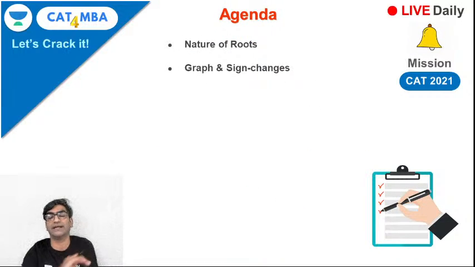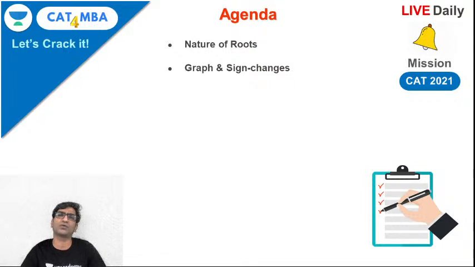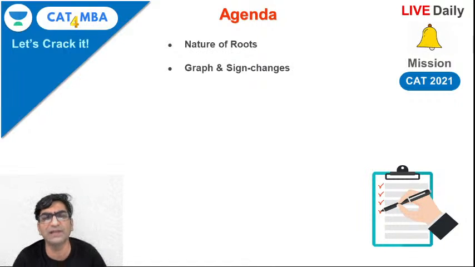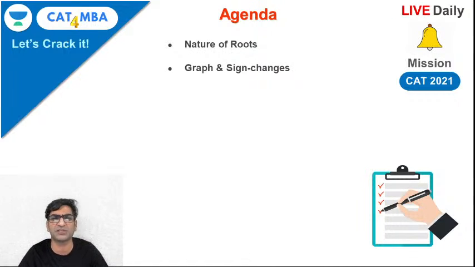Here's what I intend to do in today's session. We'll look at the basic properties of the quadratic function with regard to the nature of its roots. We will then analyze it from a graphical perspective, get some insights based on how the quadratic polynomial is graphed and how it undergoes sign changes, and we'll put all of this together in problem types.